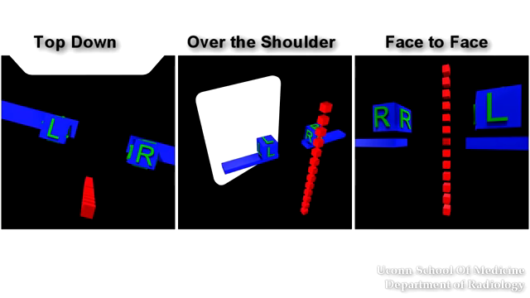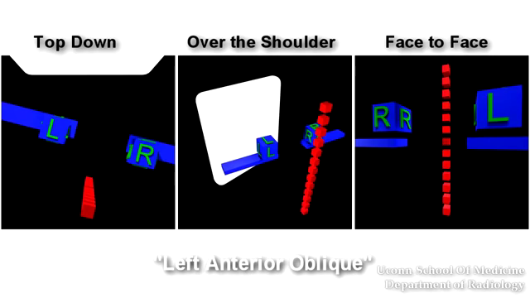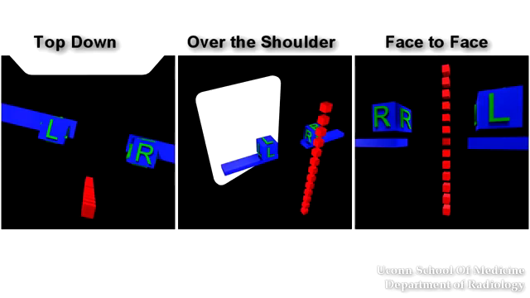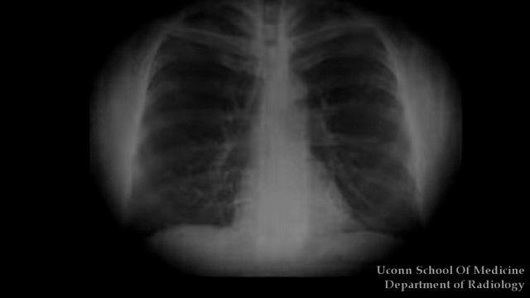For example, now that the patient is rotated a little to the left anteriorly, this is called a left anterior oblique rotation. So let's talk about why this is important to know. Take a look at why rotation matters.